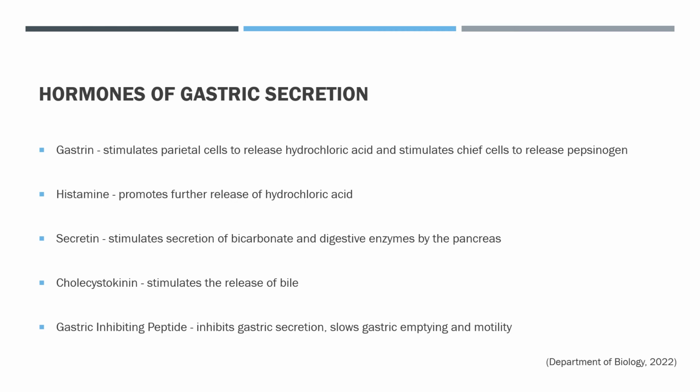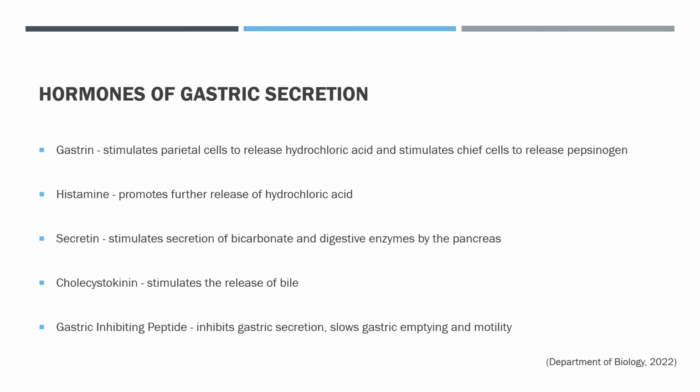Histamine is also triggered by enteroendocrine cells and only acts on parietal cells, which promotes further release of hydrochloric acid. Both of the actions of gastrin and histamine decrease the pH levels in the stomach. Secretin, cholecystokinin, and gastric inhibitory peptide are hormones produced by the duodenum. Secretin stimulates the secretion of bicarbonate and digestive enzymes by the pancreas. Cholecystokinin stimulates the release of bile from the liver and the gallbladder.